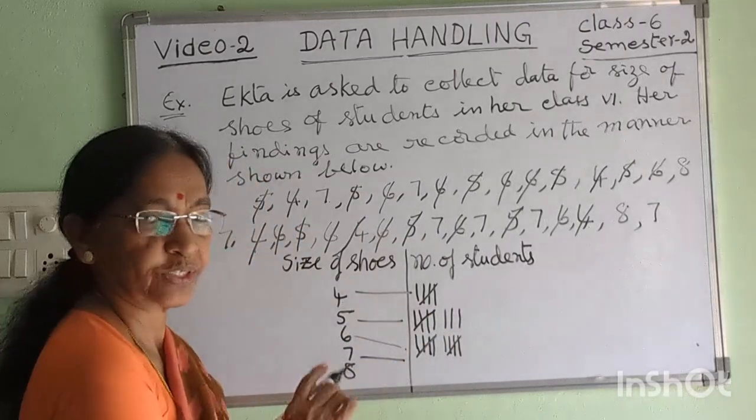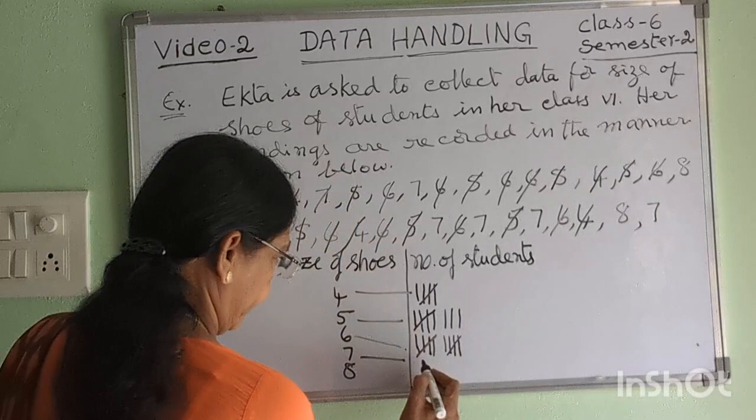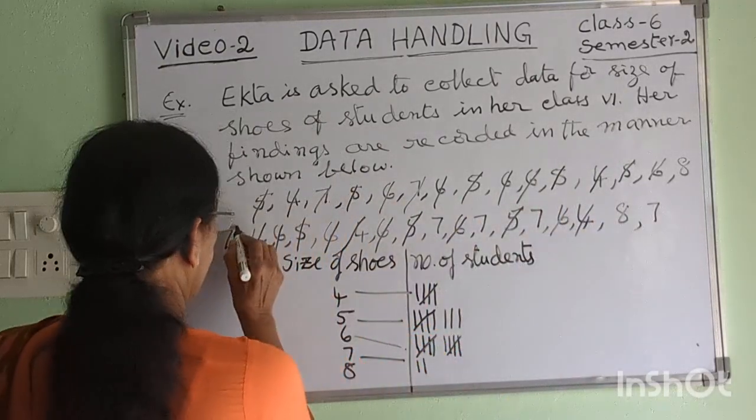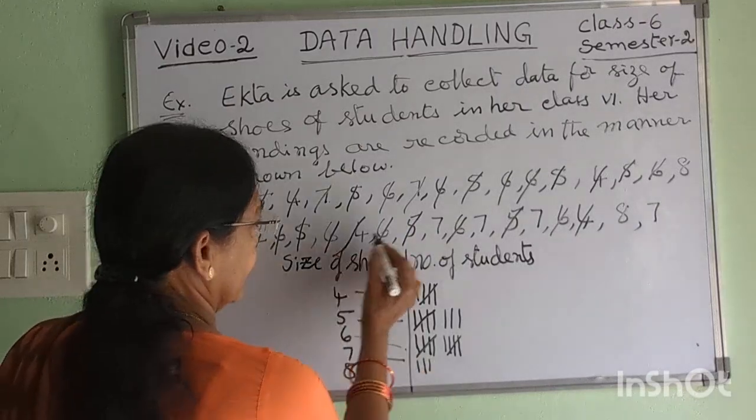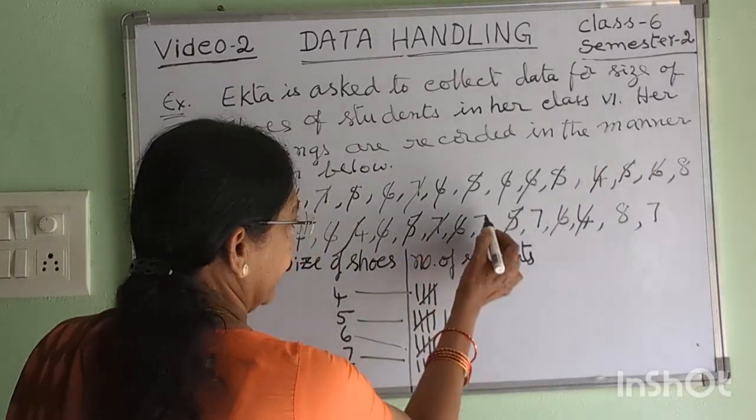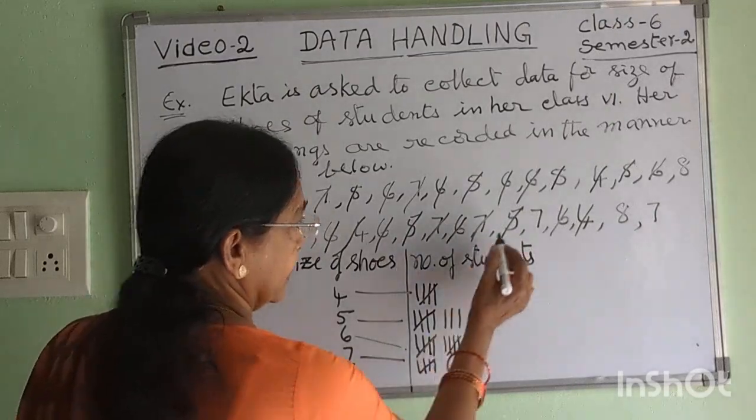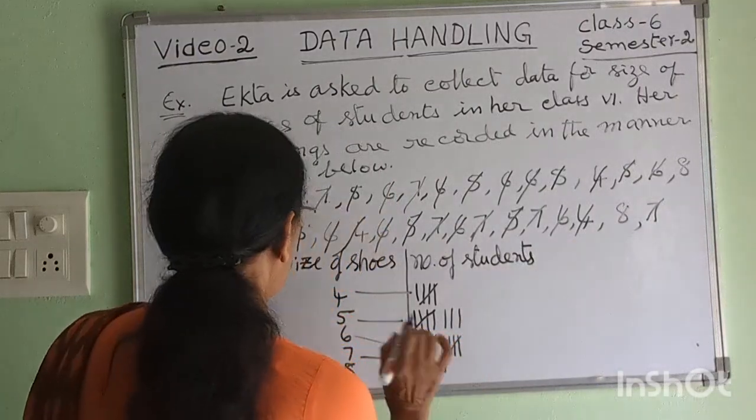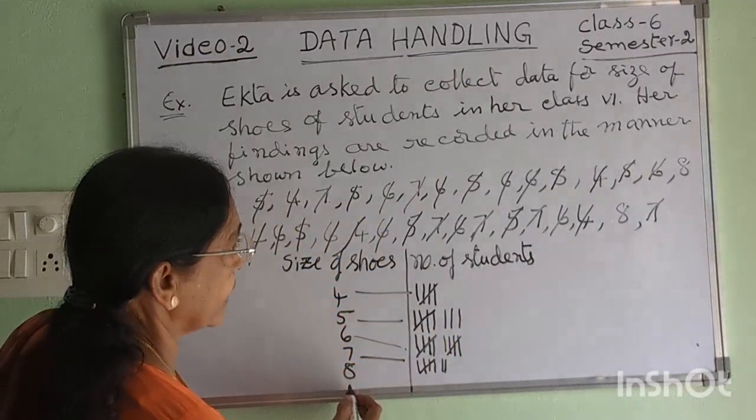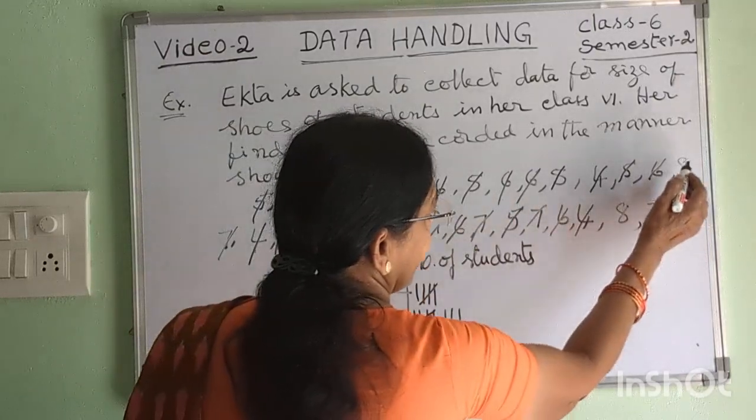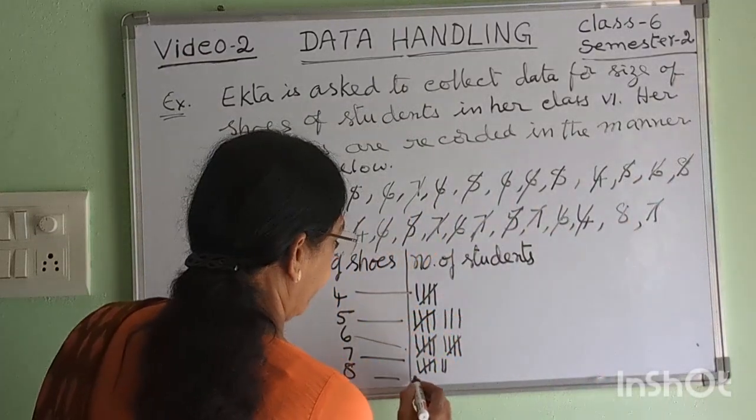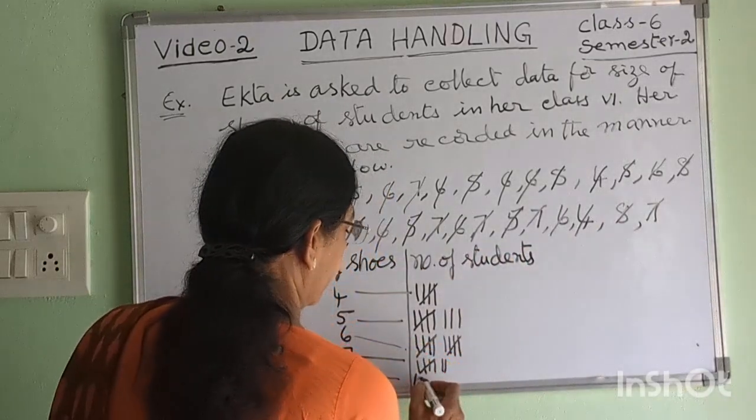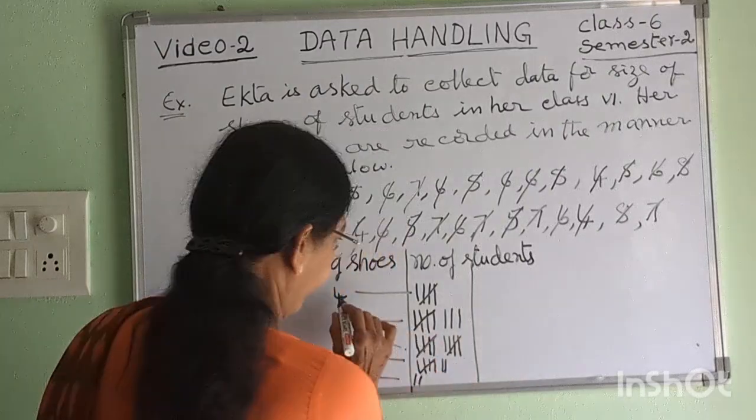Next 7, this is 6, 5, 4. Next number 7 shoes were worn by 1, 2, 3, 4, 5, cross it, 6, 7, that's all. Next highest size 8, here is 1, next here another 1, 2.